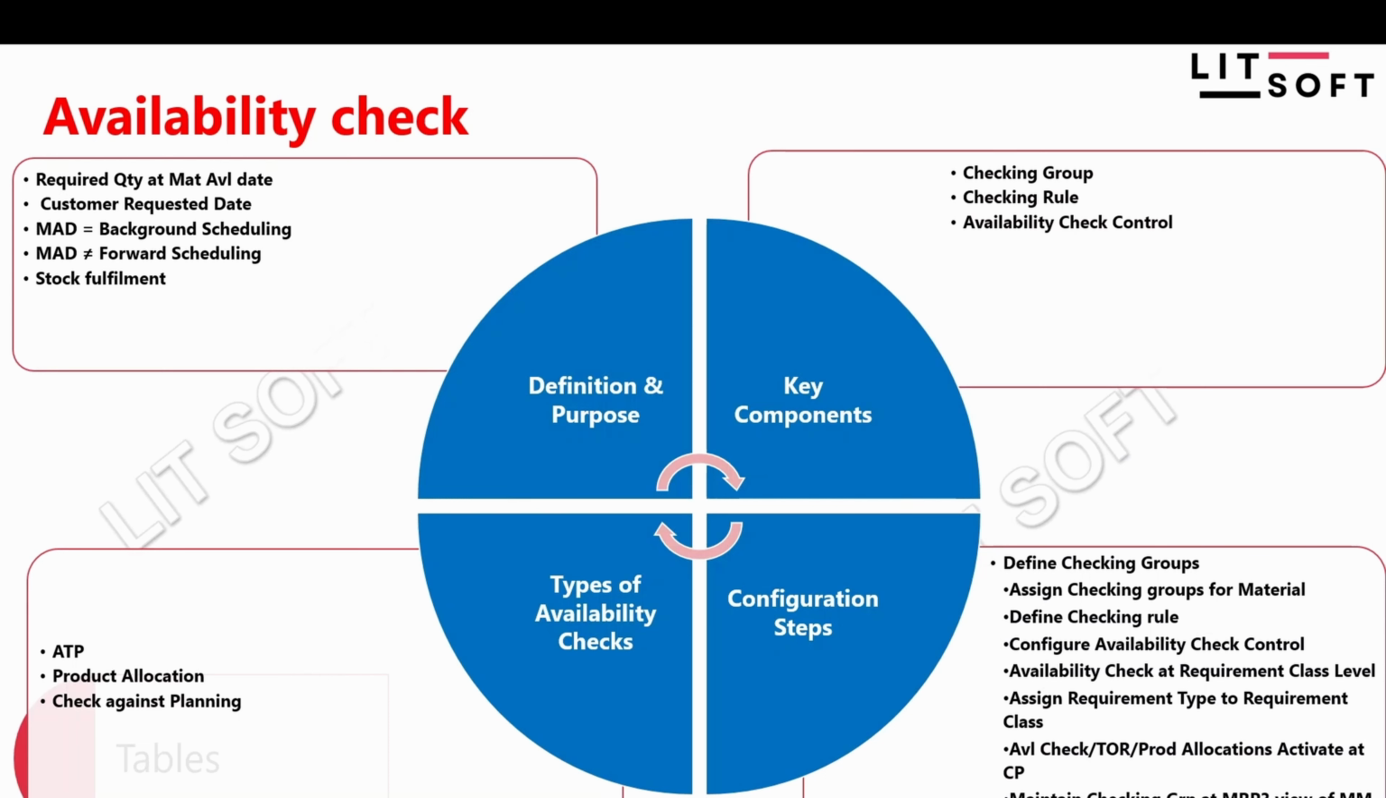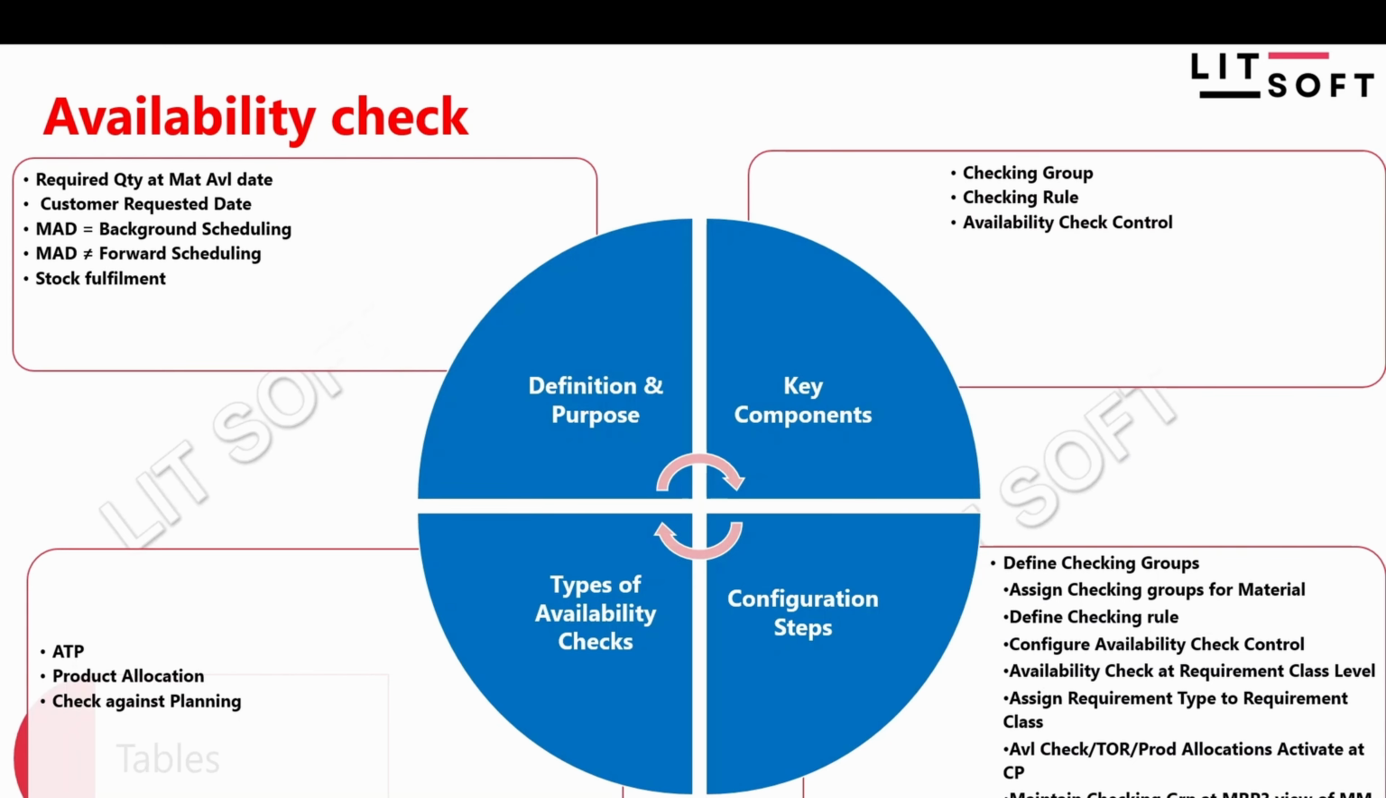Then the type of availability checks: ATP, product allocation, check against the planning. Then here required quantity for the material availability date, customer requested date, means what? So your customer is asking for a specific date, this is the quantity, so they need it. But okay, it will check the material availability base, whether that requested date will be satisfied or not.